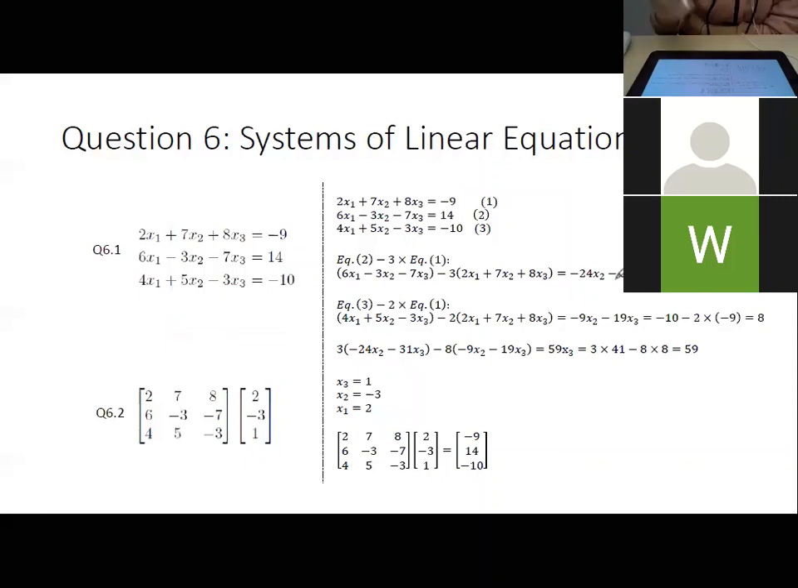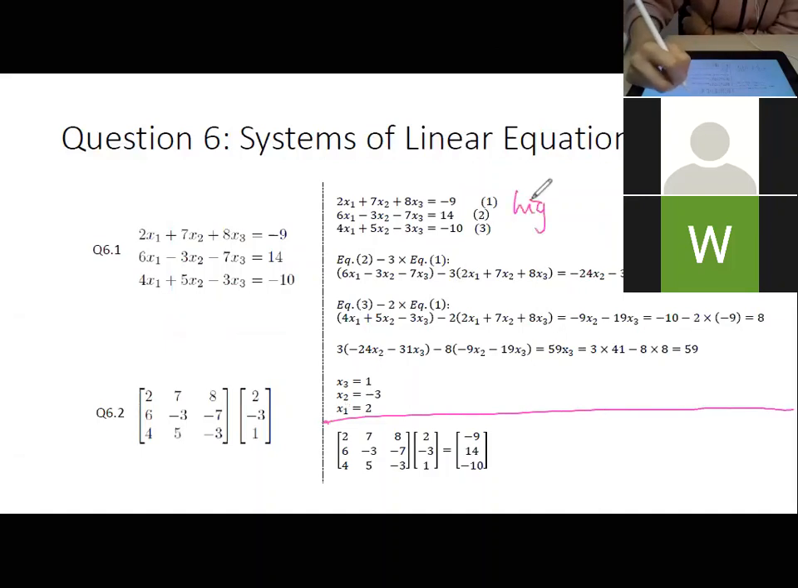For question 6, these are the solutions for the first part. However, this is a solution in a high school way, where we do not need to use knowledge from college. I only show this to show you that you can solve this problem. Now we focus on the solutions from the high school way, and we got the answer x1 equals 2, x2 equals minus 3, and x3 equals 1.